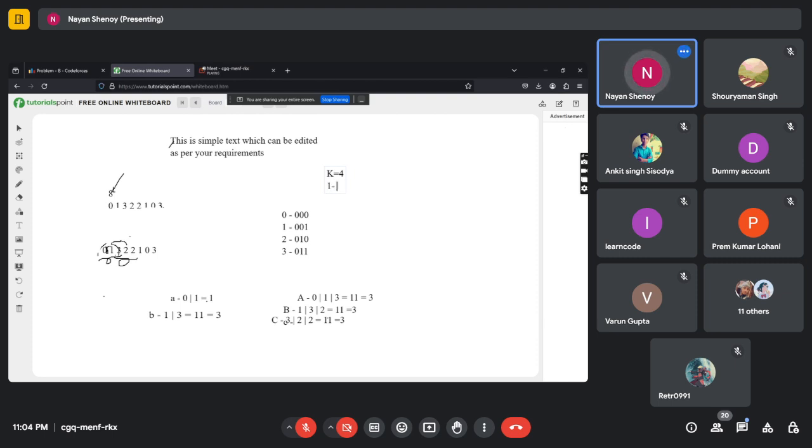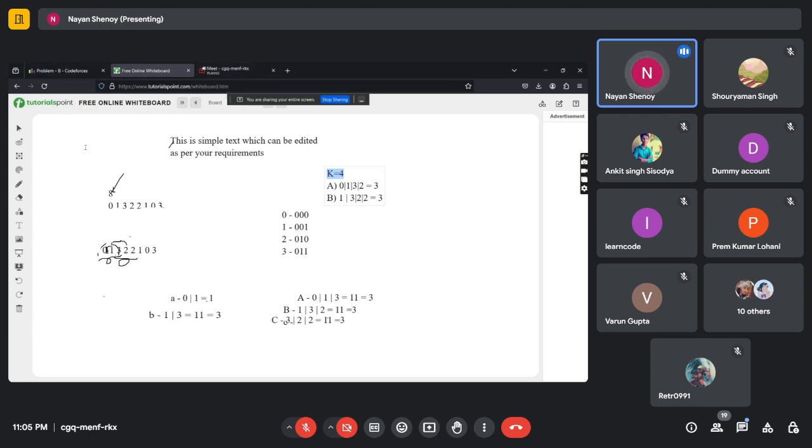The first subarray will be 0 OR 1 OR 3 OR 2, and that should be equal to 3. Your second subarray, which is 1 OR 3 OR 2, should also be equal to 3. So here, you can see that even for size k equal to 4, the condition that every subarray should have equal OR will also hold true.